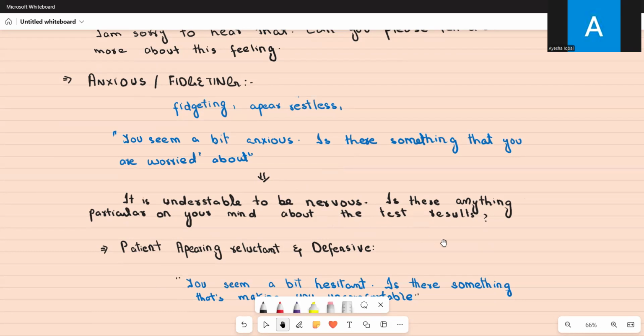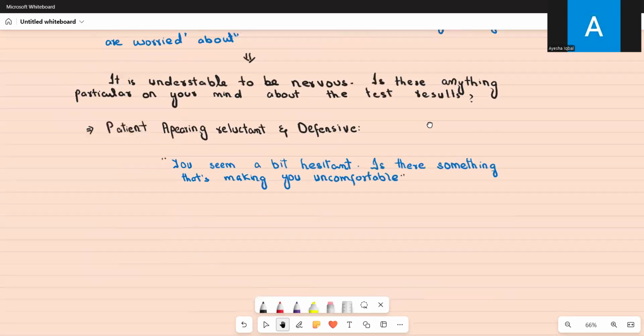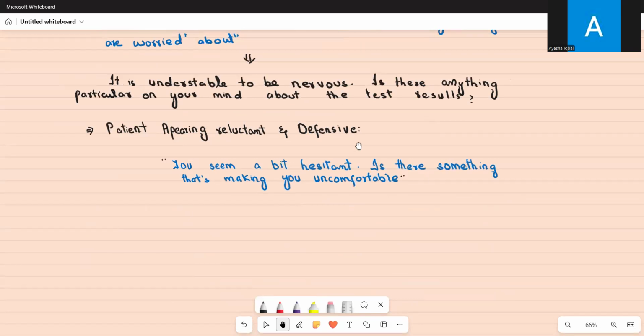Okay. Sometimes the patient can appear reluctant or defensive, especially if they are there against their will. It can be a psychiatric patient, so you can tell them, you seem a bit hesitant. Is there something that's making you uncomfortable? Okay, and if they tell you something, then you reflect on it further and explore it further. Find out how you can help them in the best possible way. So this was all about exploring cues, validating them, responding to them.